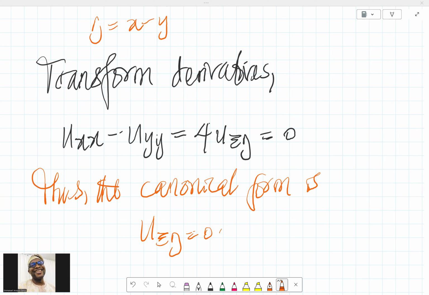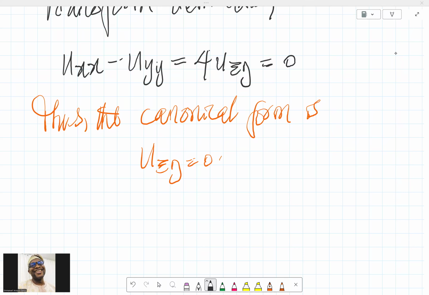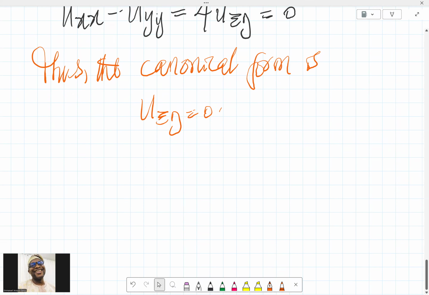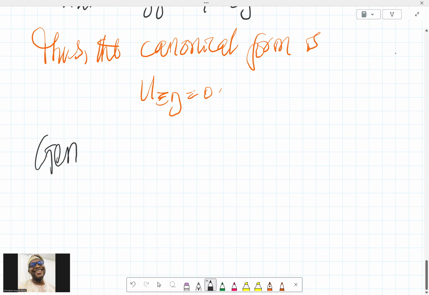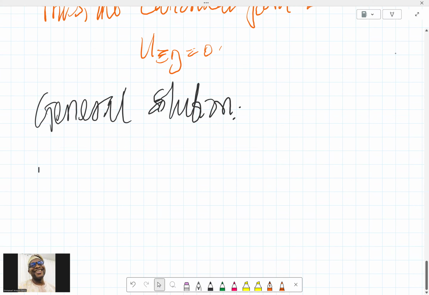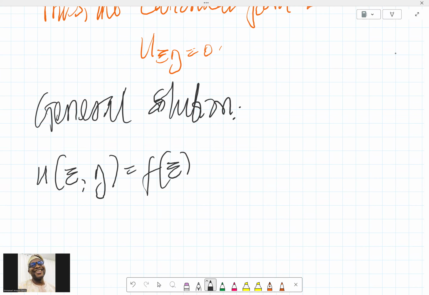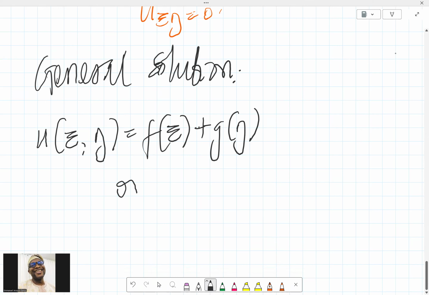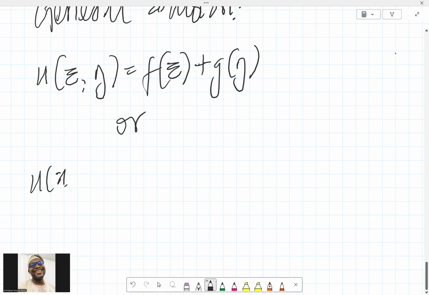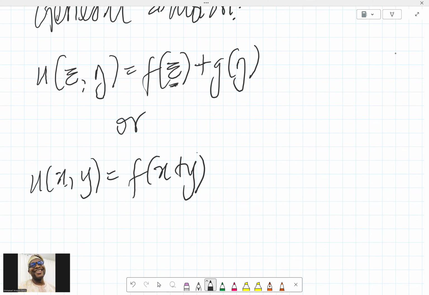Okay. So now that we have the canonical form, we can see the general solution. The general solution is now u of psi, eta equals f of psi plus g of eta. Or that can also be given as u of x, y equals f of x plus y, because psi is x plus y and eta is x minus y, then plus g of x minus y. So this is another way of representing that.